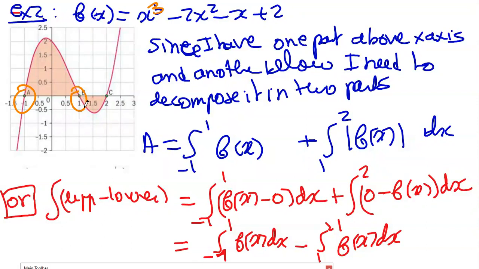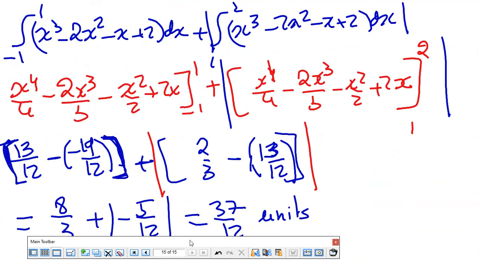Now, in this part here, since the function is below the x-axis, either I will say, guys, it's the integral of the absolute value of f of x dx, or I can use the formula, it's the upper boundary minus the lower boundary. So the upper boundary is 0 minus f of x. So either you do the integral between minus 1 and 1 of f of x plus the integral between 1 and 2 of the absolute value of f of x dx. And then you see how we'll do this one. Or you do the integral between minus 1 and 1 of f of x dx minus the integral between 1 and 2 of f of x dx. So I will do the absolute value.